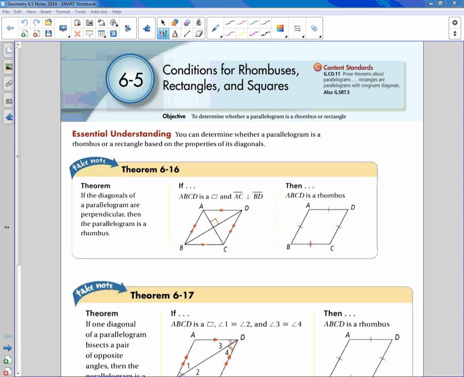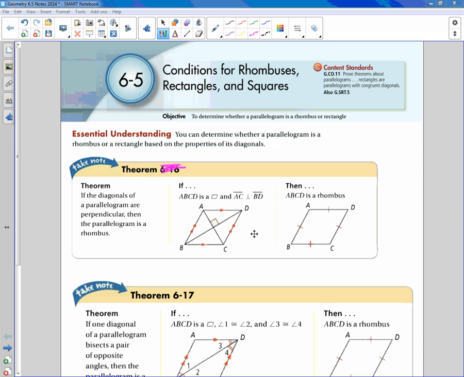Here we go. Okay, folks, so now we're looking for conditions for rhombuses, rectangles, and squares. The first thing we want to look at is another theorem, and this theorem has to do with the diagonals of a parallelogram. It states that if the diagonals are perpendicular, then the figure is a rhombus. You probably remember from 6.4 we talked about if it is a rhombus, then the diagonals are perpendicular. So what would this be?